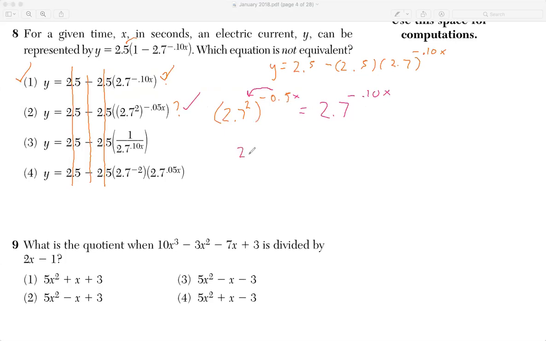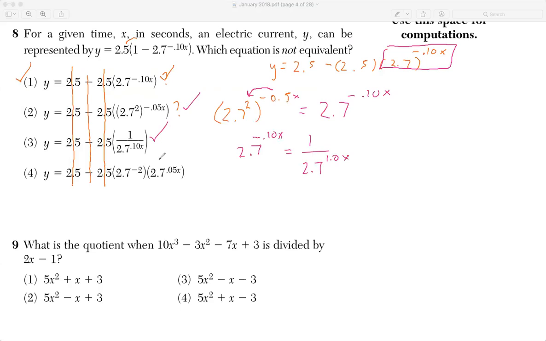Going back here, remember what we do when we have a negative exponent. 2.7 to the negative 0.10x is the same as 1 over 2.7 to the positive 0.10x. Bam, that's the same.